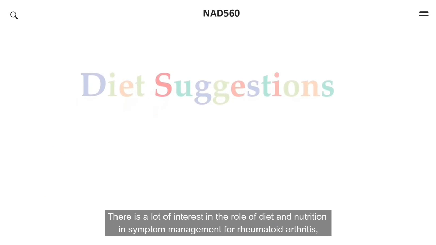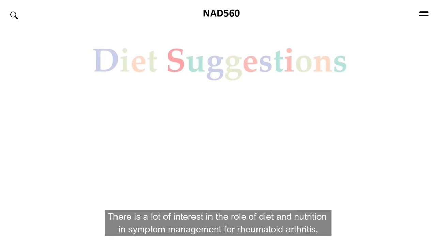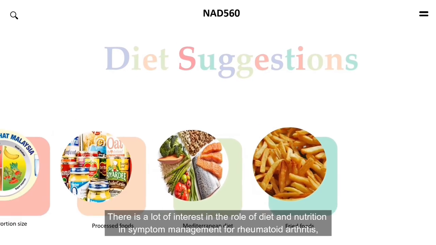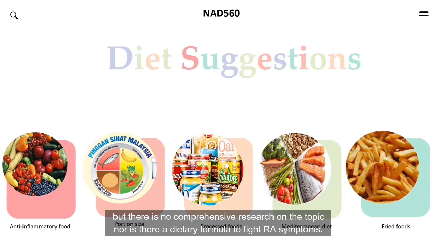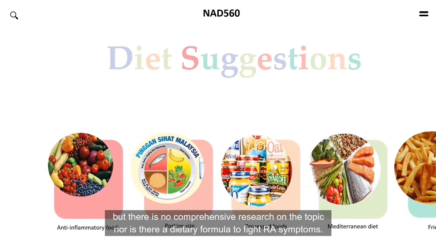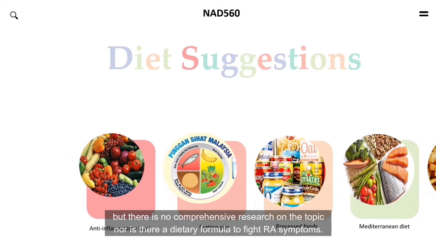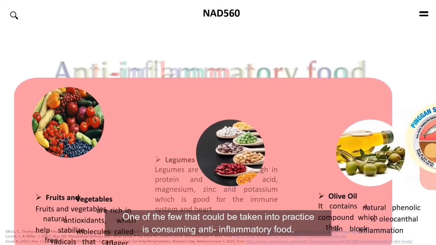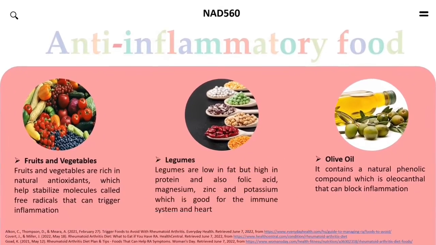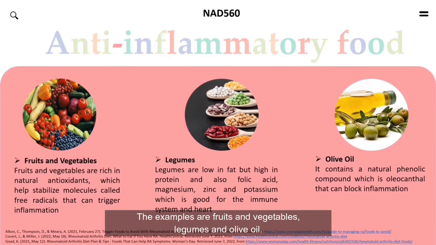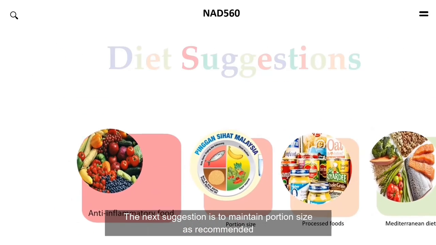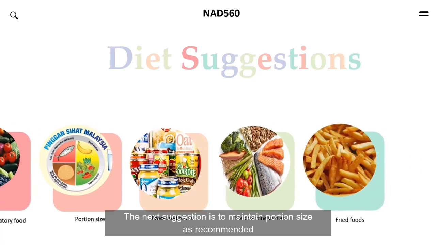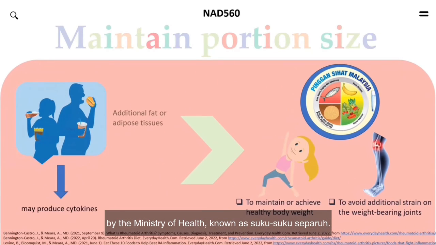There is a lot of interest in the role of diet and nutrition in symptom management for rheumatoid arthritis, but there is no comprehensive research on the topic, nor is there a dietary formula to fight rheumatoid arthritis symptoms. One of the few that could be put into practice is consuming anti-inflammatory food. The examples are fruits and vegetables, legumes, and olive oil. The next suggestion is to maintain portion size as recommended by the Ministry of Health, known as suku-suku separuh.